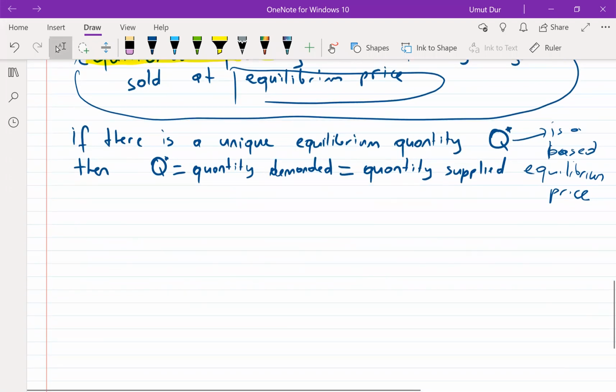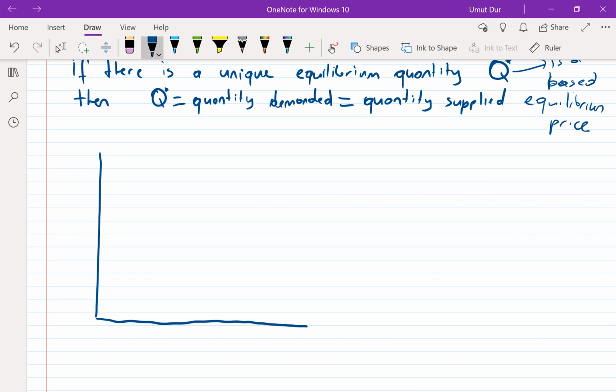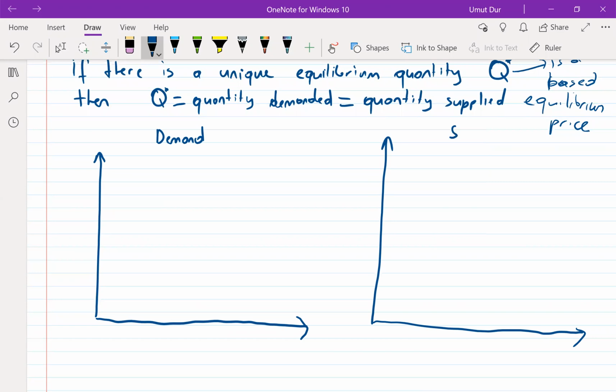So let's try to visualize this on the graph. Let's remember how we draw the demand and how we draw the supply. For demand and for supply, we use the same graph. What do I mean by the graph? The y-axis is the price, the x-axis is the quantity. So this is the price, this is the quantity. We are using the same thing for both.